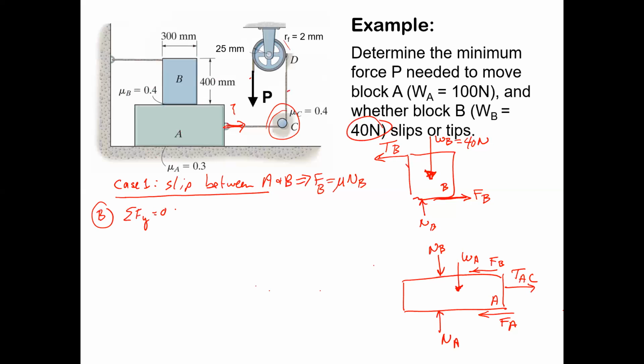and that's going to give us, obviously, NB is basically just WB, which is 40 newtons. And we know that, therefore, FB, which is going to be mu sub B times NB, is going to equal, mu B is given as 0.4 up here, so that's 0.4 times 40, so that's going to equal 16 newtons.